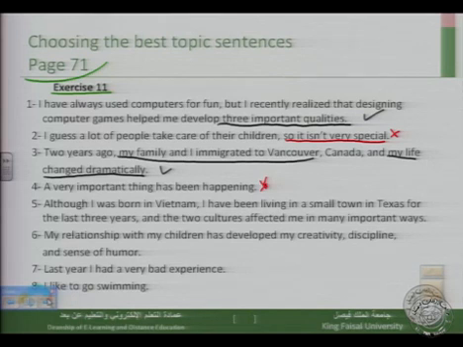Number 5: "Although I was born in Vietnam, I have been living in a small town in Texas for the last 3 years, and the 2 cultures affected me in many important ways." Here he will speak about the Vietnamese culture and the American culture, since he was born in Vietnam and lived in Texas. His controlling idea is that the 2 cultures affected him in many important ways. He is going to list how the cultures affected him. So this is a good topic sentence. We will choose it as a good topic sentence.